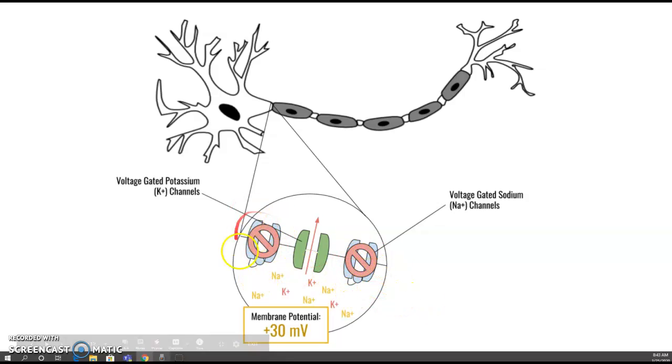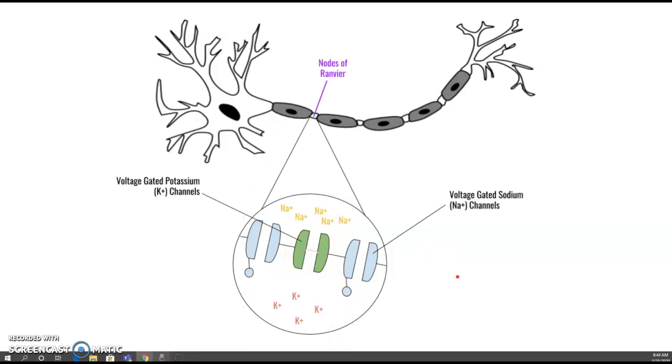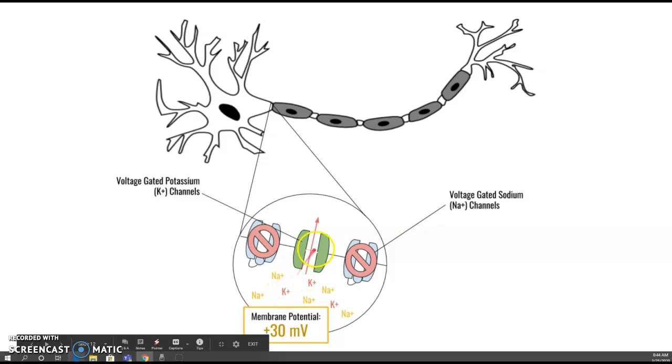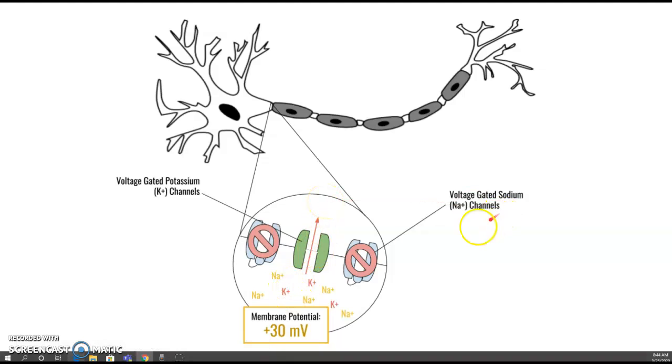But while these are not active, these ones still are. So potassium channels are still working even when sodium channels are not. Let me go back, make sure it's understood. These will end up leaving and the membrane potential will go down. So it'll go back down to your negative 70.